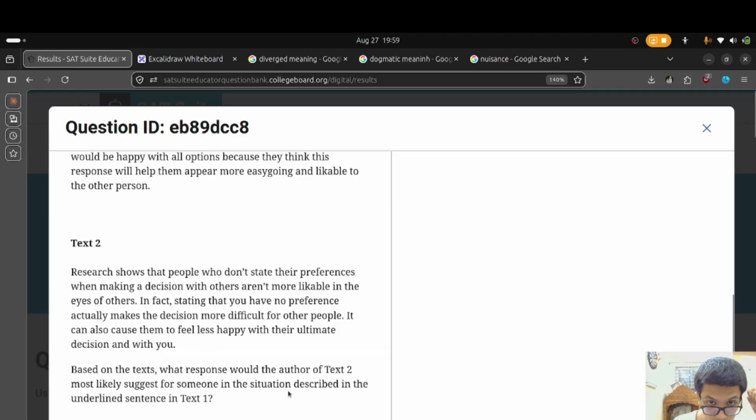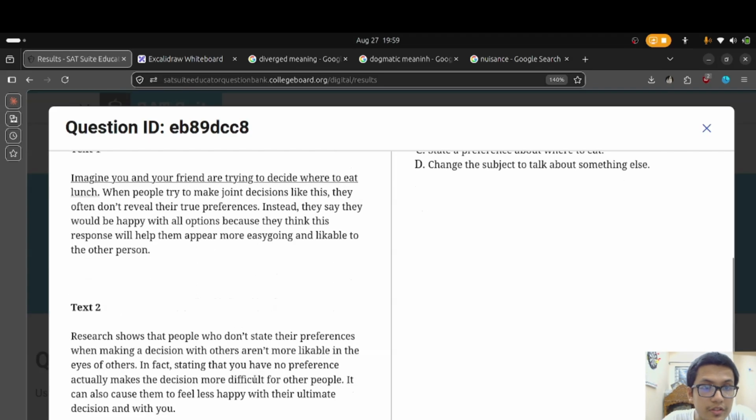Which response would the author of Text 2 most likely suggest for someone in the situation described in the underlined sentence in Text 1? Which response would the author of Text 2 likely suggest? So it could be something that the Text 2 author would say.